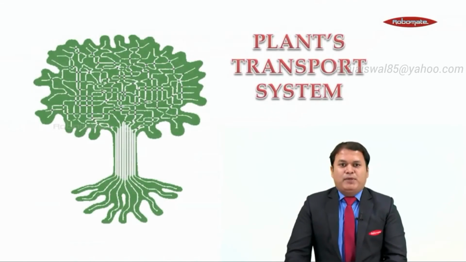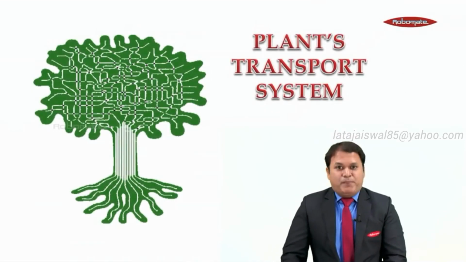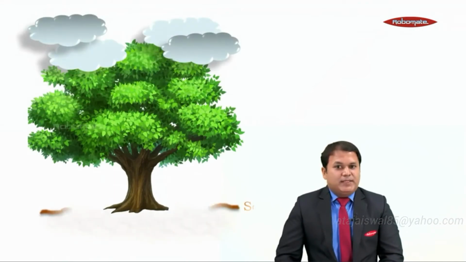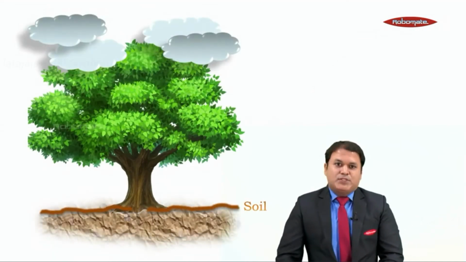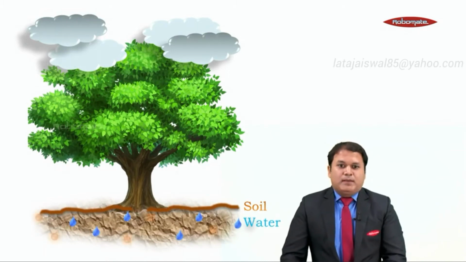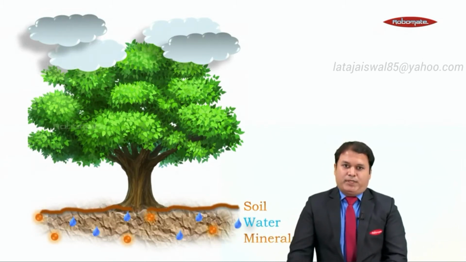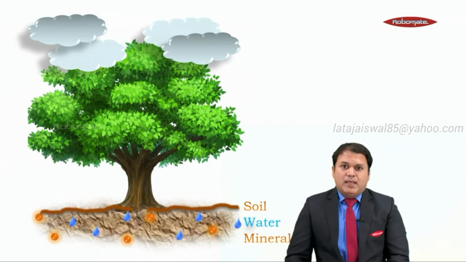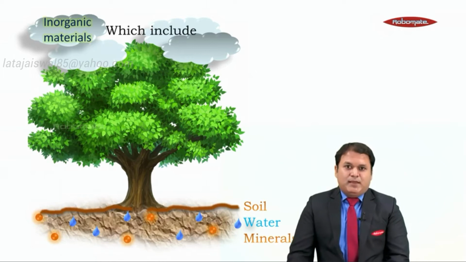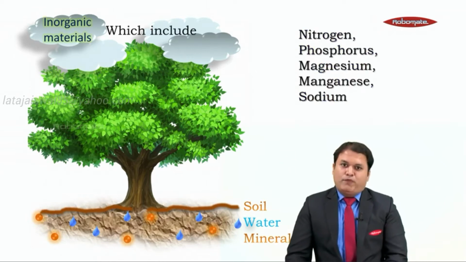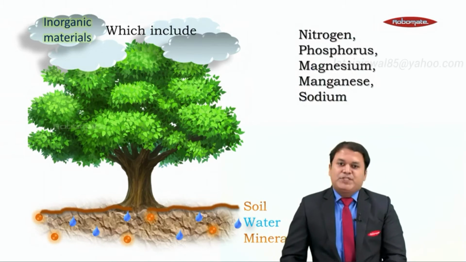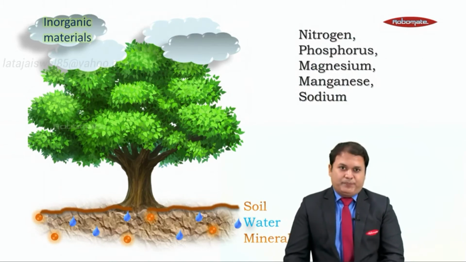Now let us study about the transport system in plants. Now we know that plants generally grow in the soil, and soil contains water, and there are also certain minerals which are dissolved in this water. When I say minerals, these minerals are nothing but the inorganic materials which include nitrogen, phosphorus, magnesium, manganese and sodium, which are required by the plants.